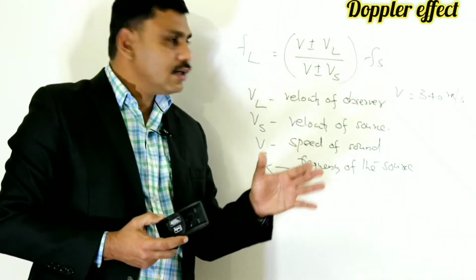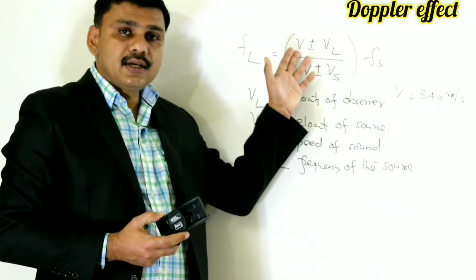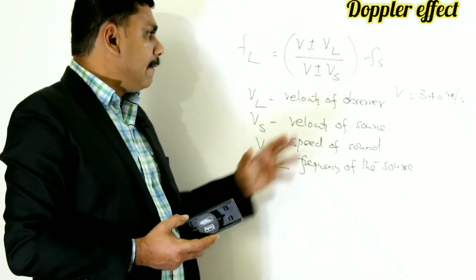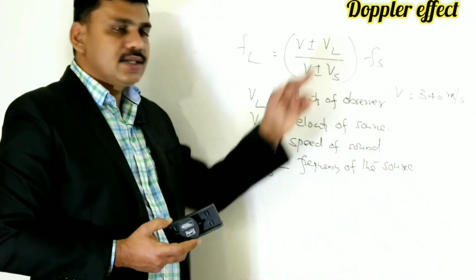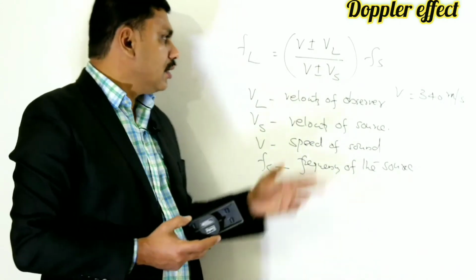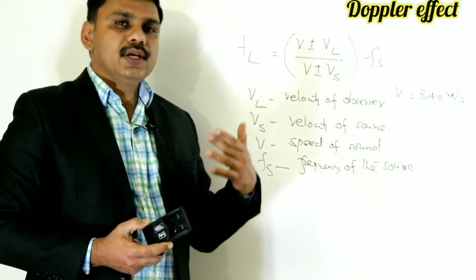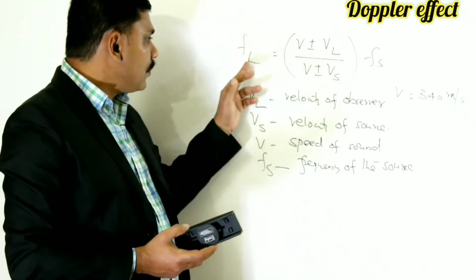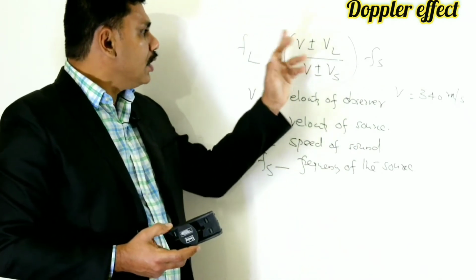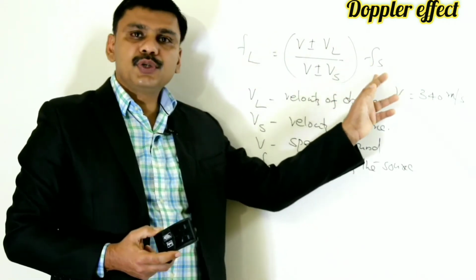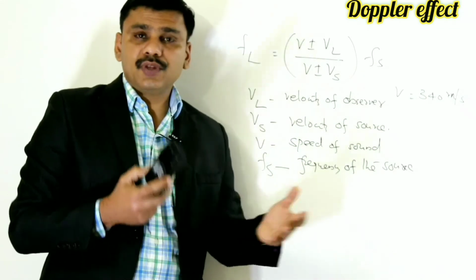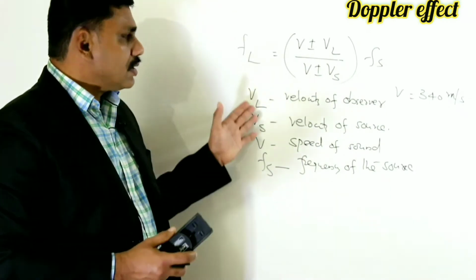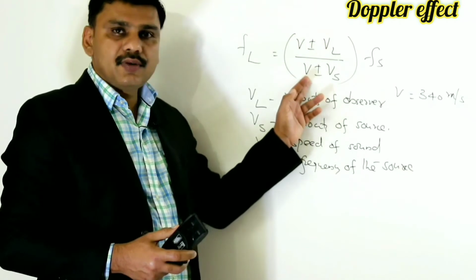In many of the numericals we see this: the source and the listener are in a normal medium, that is air, so the speed of sound is 340 meter per second. VL is the speed or velocity of the listener. Vs is the speed or velocity of the source. Fs is the frequency produced by the source. FL is the frequency heard by the listener. The frequency heard by the listener and the frequency produced by the source are different because of the relative motion of the listener and the source of sound. So this equation you must learn, and you must know which are the variables there.